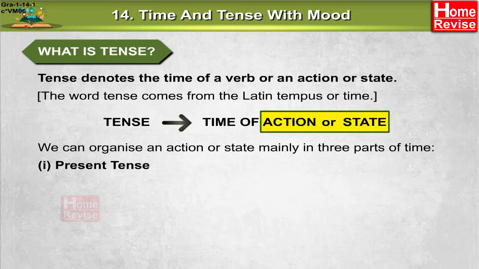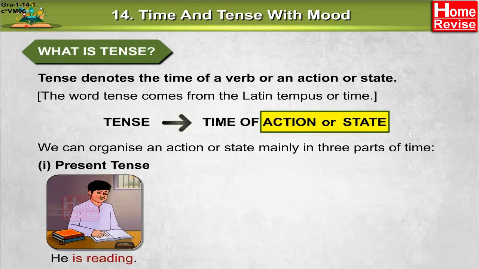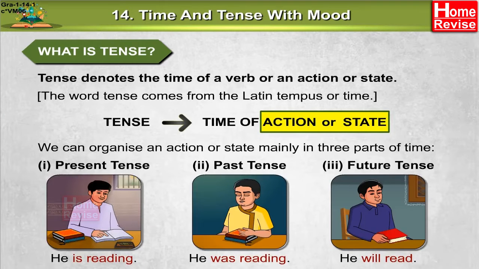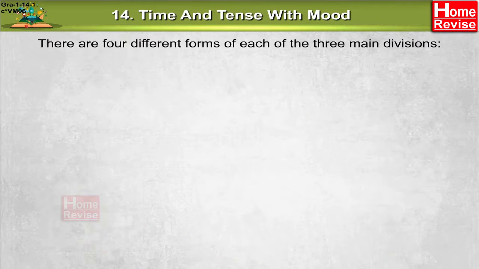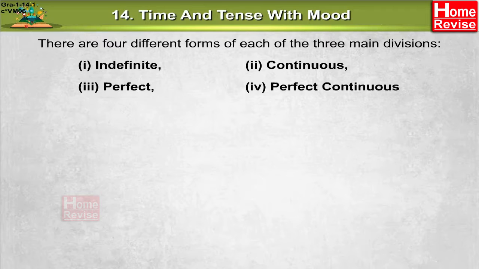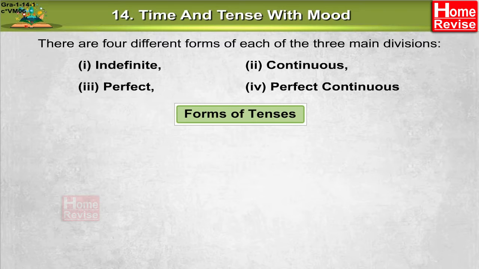First, present tense: he is reading. Second, past tense: he was reading. Third, future tense: he will read. There are four different forms of each of the three main divisions. First, indefinite. Second, continuous. Third, perfect. Fourth, perfect continuous.